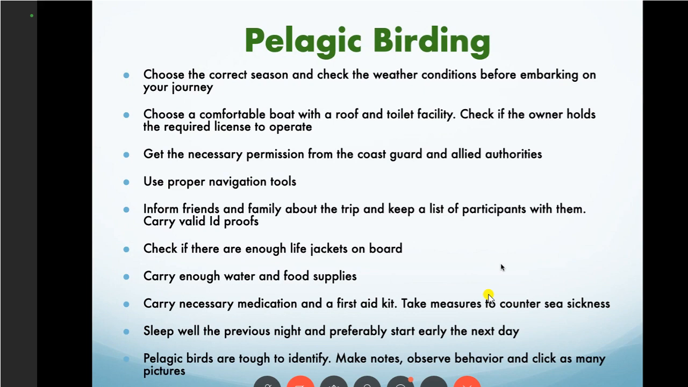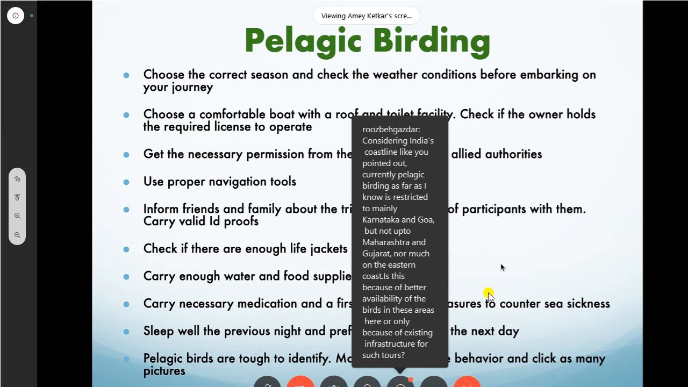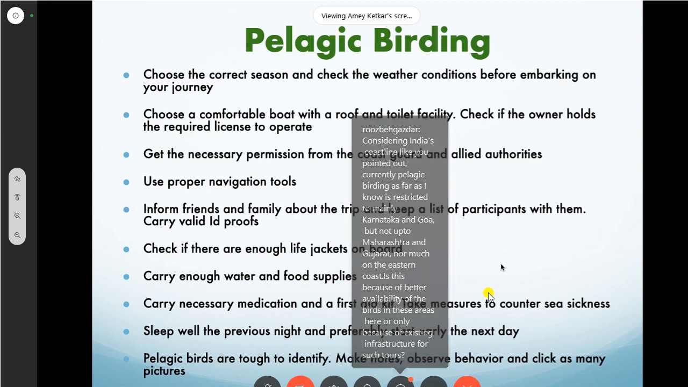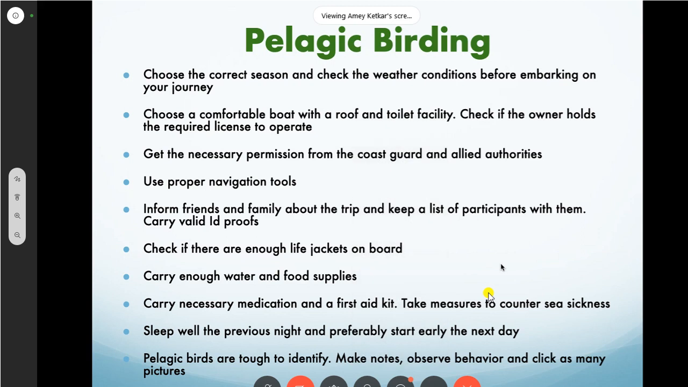And lastly, pelagic birds are tough to identify. As we just saw some identification challenges, it is recommended to make notes, observe behavior, and click as many pictures as possible. We constantly have this skirmish between photographers and birders, which keeps happening, which is absolutely not required. In this case, I would say that you need both kinds of people. You need people to observe, and you need people to click a lot of pictures because birds just zoom past. Believe me, you need people with SLRs, and it will help in all the identification that happens.